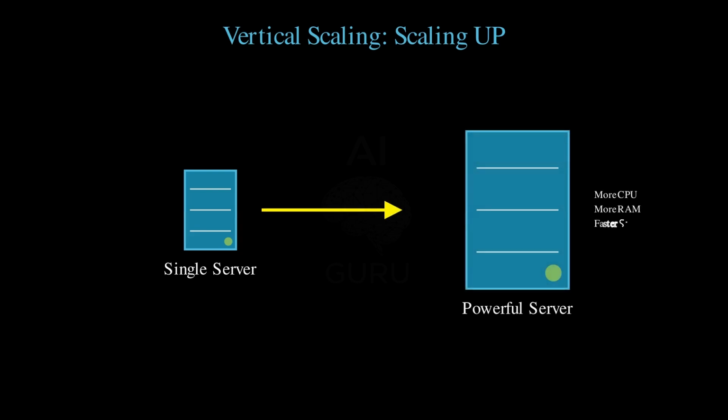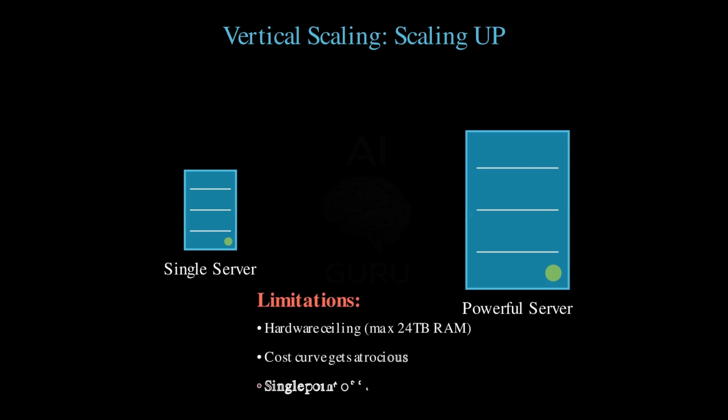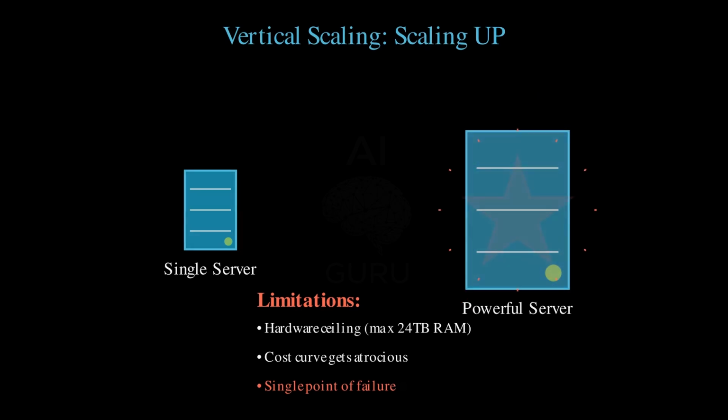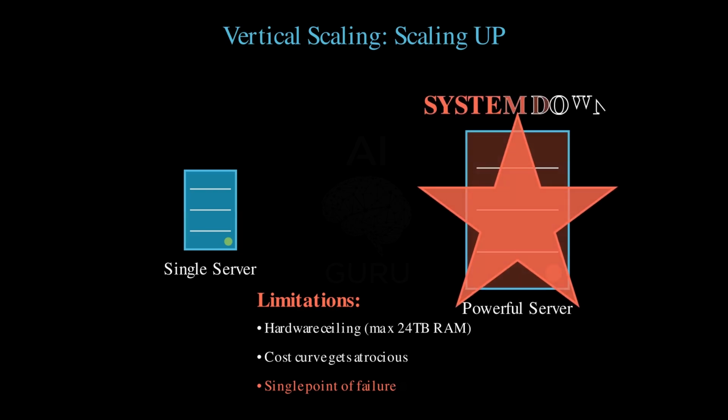And the advantage is simplicity. You don't have to rewrite your code. You don't worry about data synchronization. You're just managing one operating system. It works well, but only up to a certain point. Successful systems eventually hit these non-negotiable limitations. First is just the physical hardware limit. Right. Even the most powerful servers max out. You can buy servers today with 24 terabytes of RAM, but that is still a ceiling. And the cost curve gets pretty atrocious. Oh, it's terrible. Doubling performance can sometimes mean quadrupling the cost, especially with expensive enterprise software licenses that are tied to the number of cores.